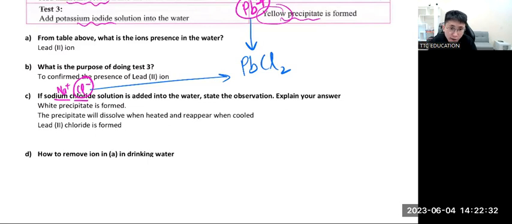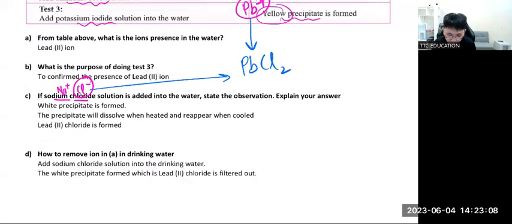Okay, moving on. How to remove the ion in A from drinking water. So if your drinking water has Pb2+ inside, how do you remove Pb2+? Actually, the hint is from C. Do you realize that after adding sodium chloride, the Pb becomes PbCl2 and comes out as a white precipitate? After it becomes a white precipitate, you can filter the salt away. That's what you're going to do. Add sodium chloride, filter out the precipitate, then you remove Pb2+.